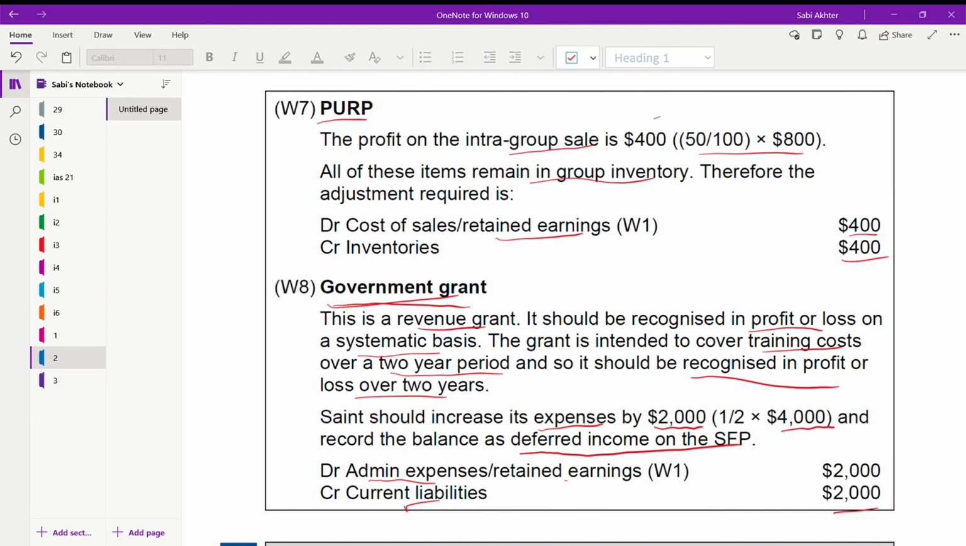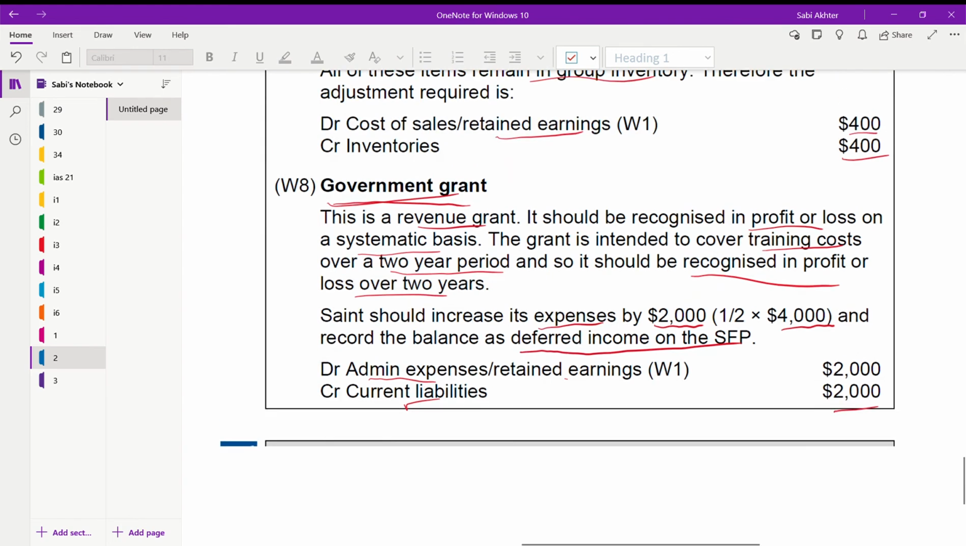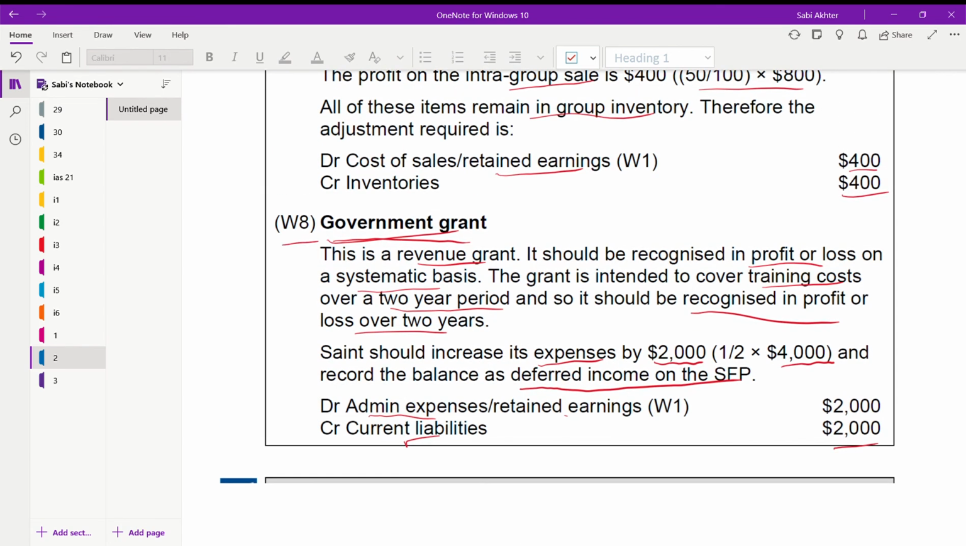Even though, if you see the main answer, it does not include all this working 7, 8 and all, you still need this working. Why? Because it affects your retained earnings. So in the exam, even if they just ask you to calculate the equity section, don't think that you only have to calculate share capital, share premium, retained earnings and NCI. You need this extra working also for retained earnings. Now let us go to working 3.